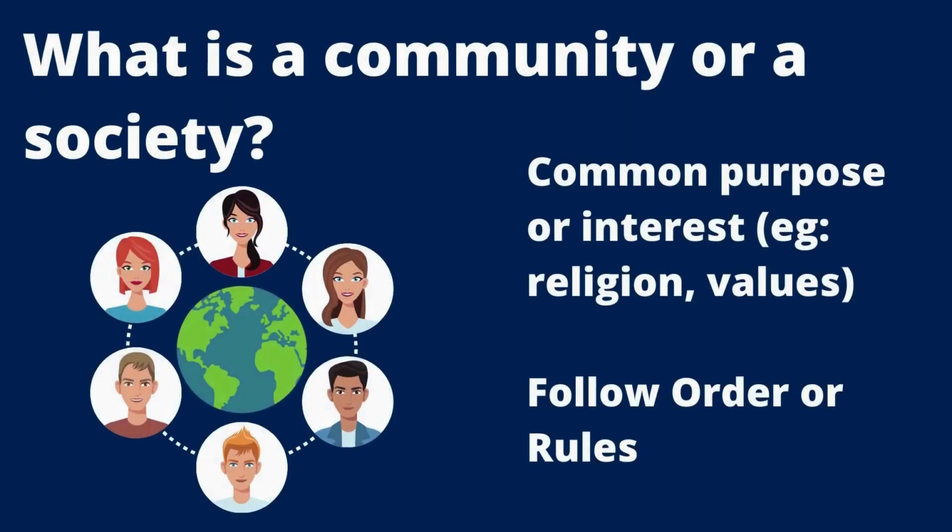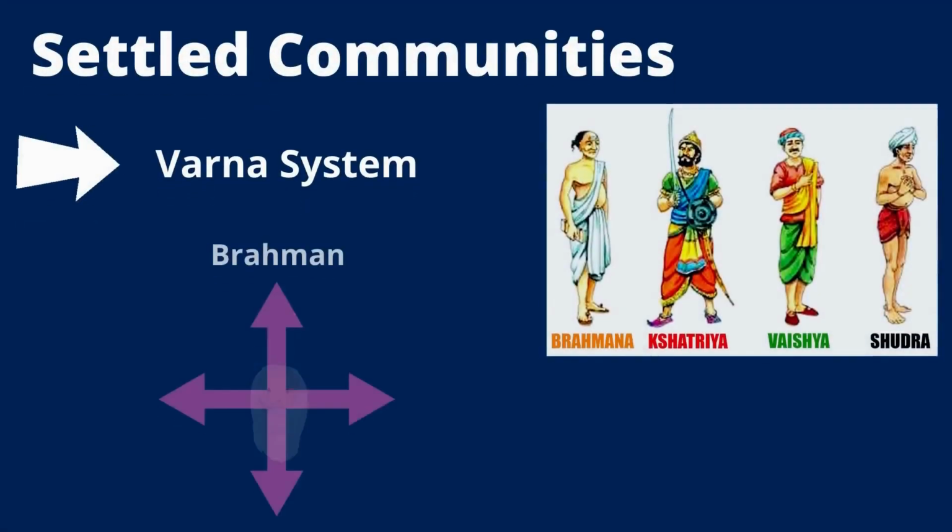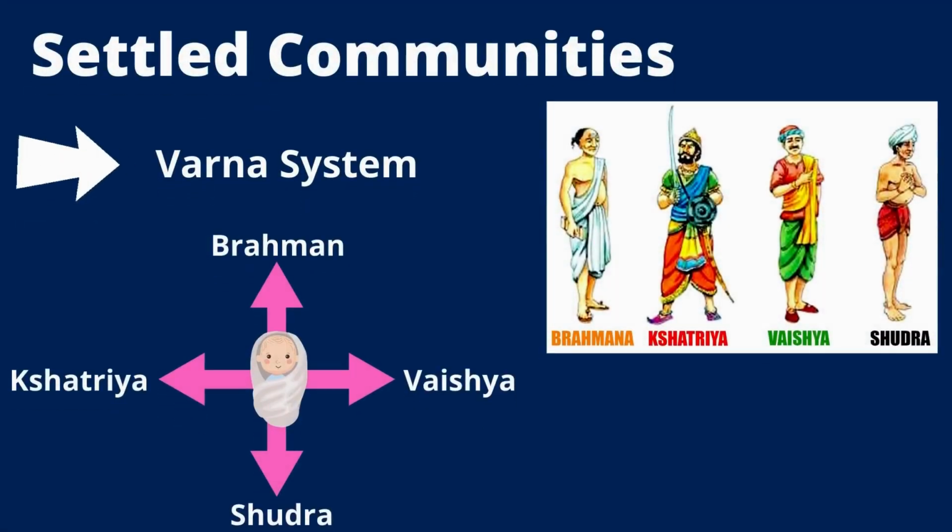Do you know what is a community or what is a society? Here you can see the 6 people and they have a common purpose or maybe a common interest. Well, if they want to achieve that common purpose or to keep that common interest, then each of the members of this community, each of the 6 members, must follow an order or a system of rules. Well, we are going to study such communities.